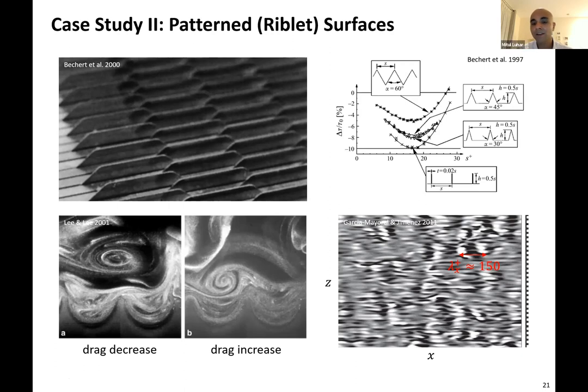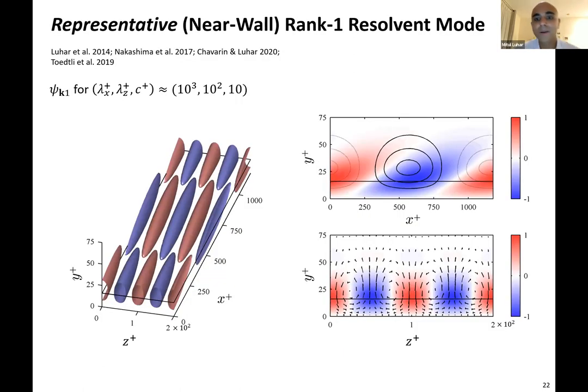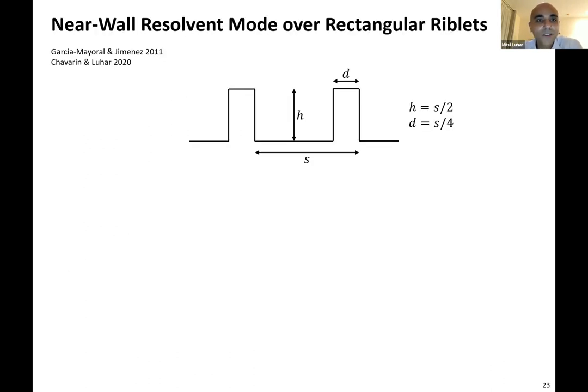And Garcia Mayoral and Javier Jimenez associated the emergence of these spanwise rollers with a Kelvin-Helmholtz type of instability mechanism. So let's see if we can reproduce some of these features using the resolvent framework. We've seen the near wall mode previously. Now let's introduce the effect of riblets. Specifically, I'm going to look at rectangular riblets here, where the riblet width is 1/4 of the spacing and riblet height is 1/2 of the spacing. And we'll systematically increase spacing to look at different riblet sizes.